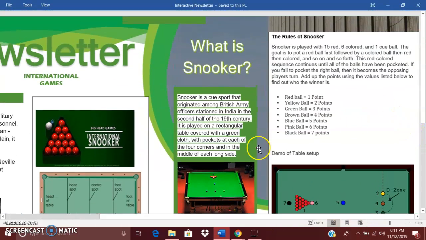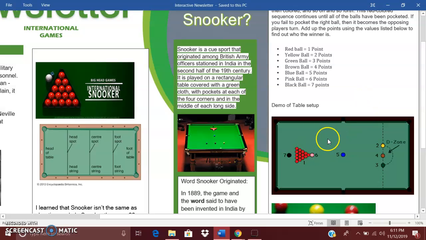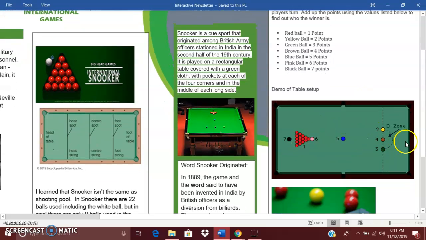I've included the rules of the game. It's mostly a point system. You add up the points and value to see who the winner is. So this just gives you all the points for the colors of the balls. Here's a demonstration of the table setup for when you play.